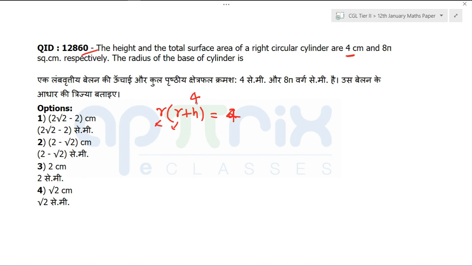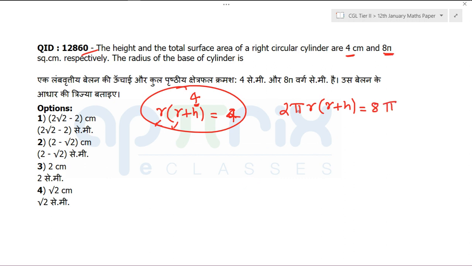You clearly see this particular value, the height that is given to us, is equal to 4. If anyone is having a problem, I'll explain it. This particular value is 2 pi r into r plus h, right? And that is what is given to be equal to 8 pi. So I'm making this particular value 4, and this expression I have written directly, because that's what I expect every one of you to do. Write this directly. Now I'm going to ask you a question.